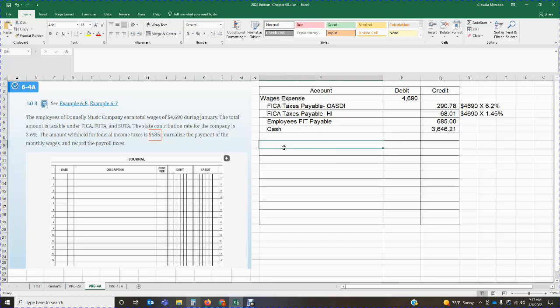Okay? Now the second part is recording the payroll taxes. Employers are responsible to pay specific payroll taxes for having their employees. This is an added cost to the employer. Okay, so we have payroll tax expense. I don't know the amount yet, but I know that my payroll tax expense account is going to be debited. Every time you see the word expense, the normal balance of an expense account is a debit. Okay, so I'm going to leave that blank because I'm going to fill out that number in a little bit.